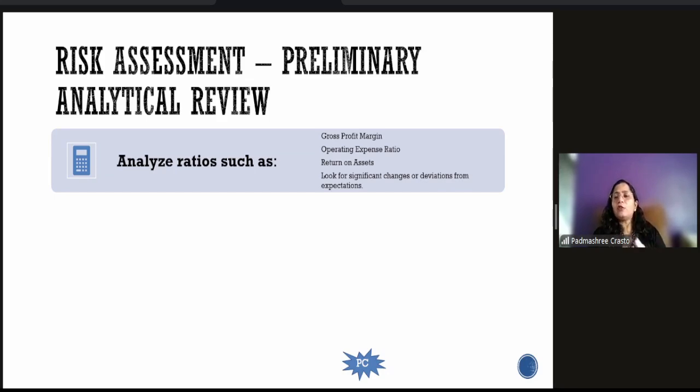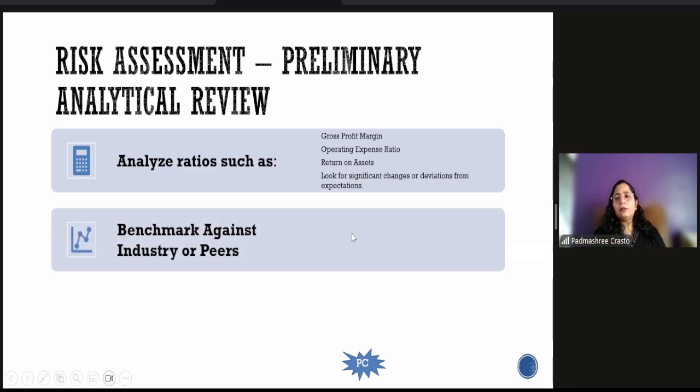And before we actually conclude on if there is any risk over there, we look at those things to say that, okay, this is something that may be a risky area, or this is something that may be an area of concern. And we discuss and we finalize whether there is a risk or otherwise, right? Then we benchmark against industry or peers. We use the industry averages, competitor data to assess performance. We also identify outliers that may indicate misstatement or fraud risk.